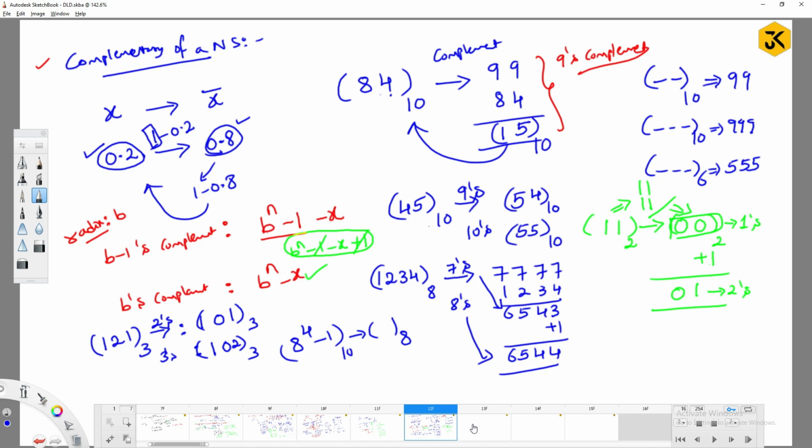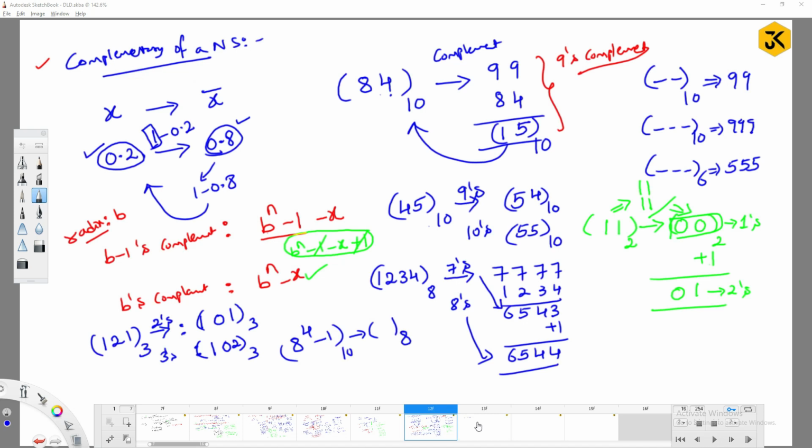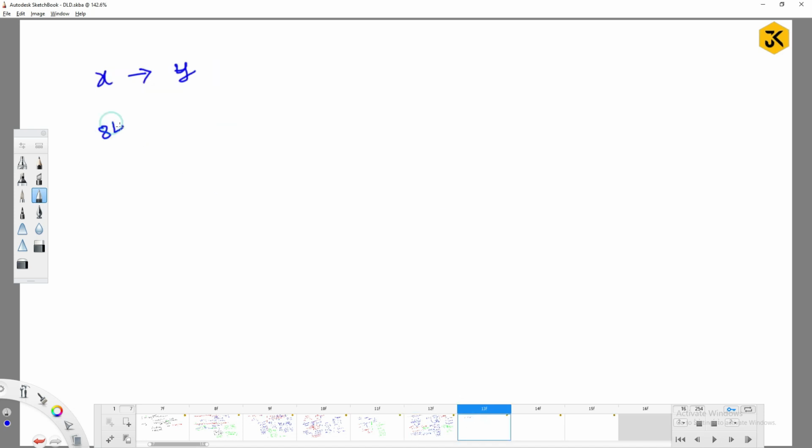Is it okay? Yes. Now, if I have a number like x, I can alternatively represent that number in some other form, like y, so that I can use the same circuit for any kind of number. For example, let me take the same numbers again: 84 base 10 and 6 base 10.